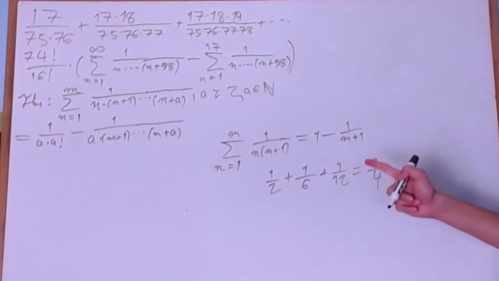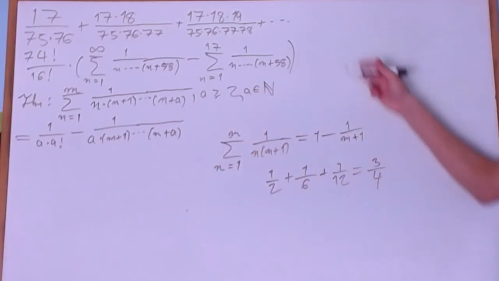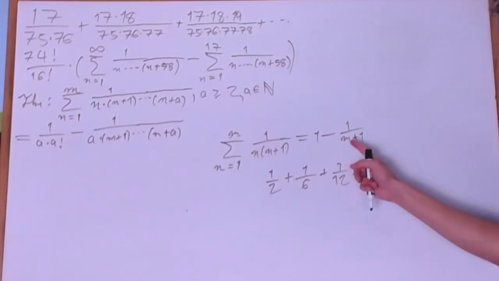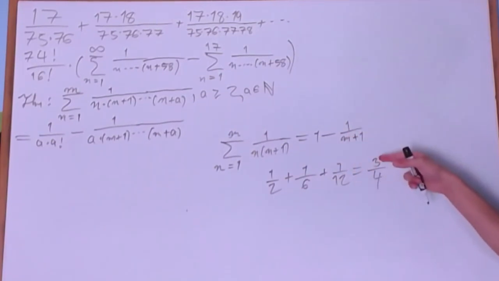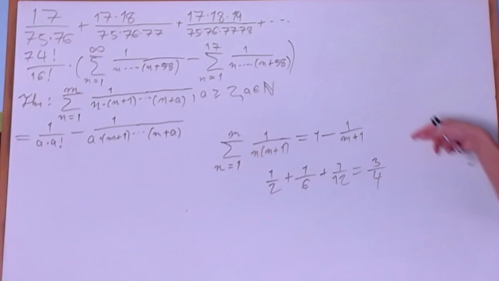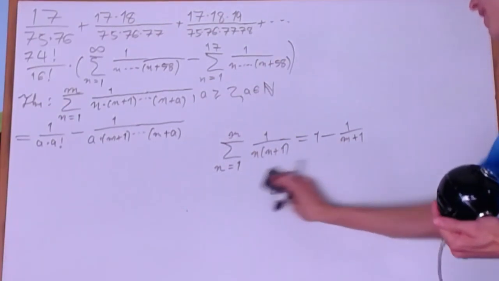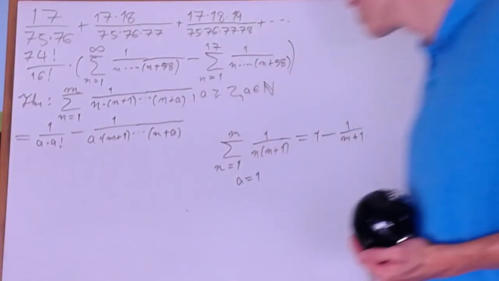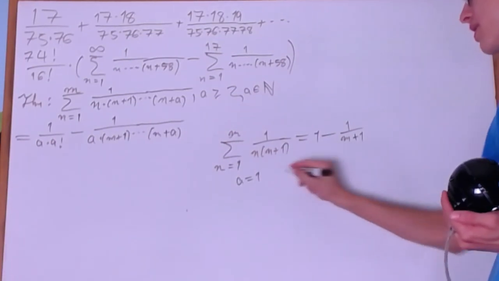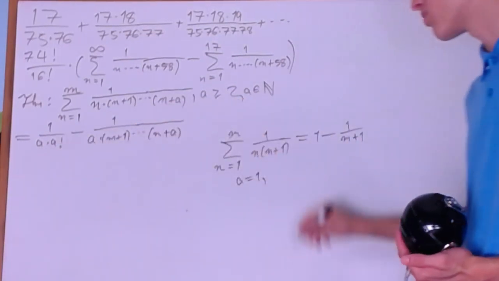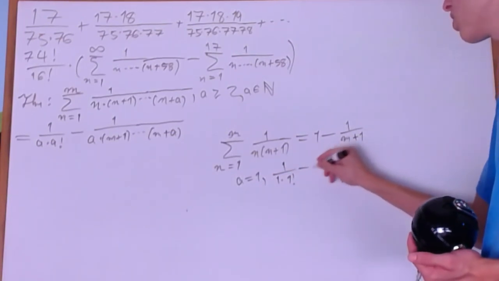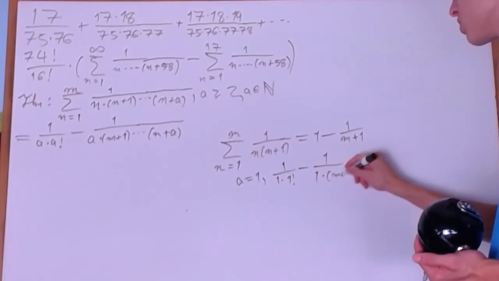If I plug in m equals 3, which is the number of terms, into this formula, I'd get 1 over 3 plus 1, 1 over 4. 1 minus 1 over 4 is 3 over 4. So that formula works, and I'll go ahead and prove how it works using this extended formula. So this case is a equals 1. So let's plug it into this general formula. It's 1 over 1 times 1 factorial minus 1 over 1 times m plus 1.